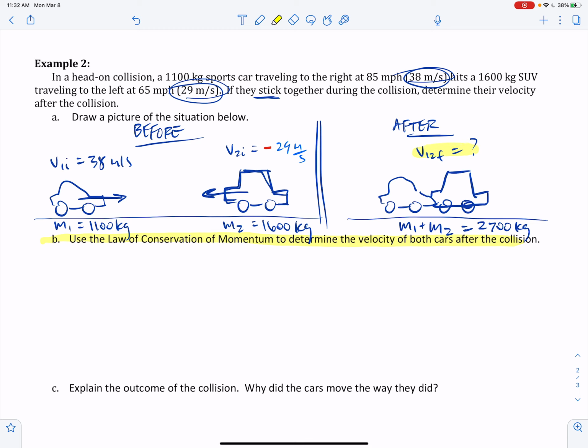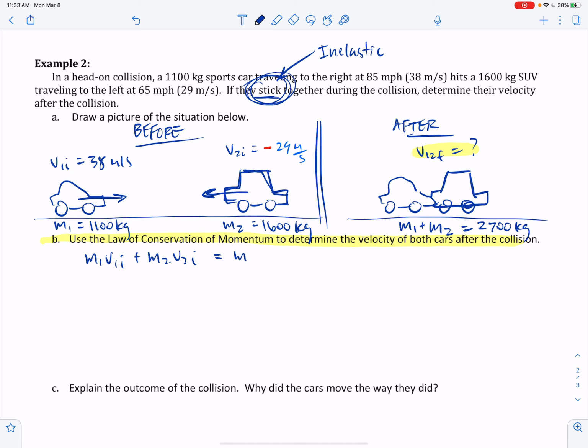That was this part. So first, what kind of collision is this? The keyword here was stick. If they stick together, that is called an inelastic collision. So I'm going to use the momentum conservation equation for an inelastic collision that goes like this: M1v1 initial plus M2v2 initial is equal to the combined mass of both cars times their common velocity afterwards.